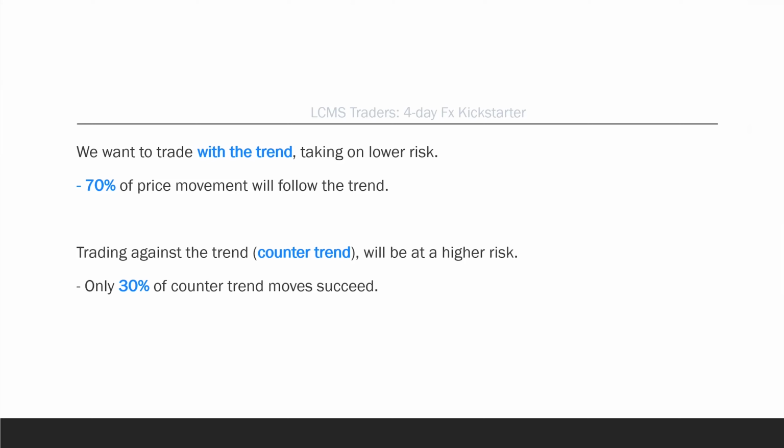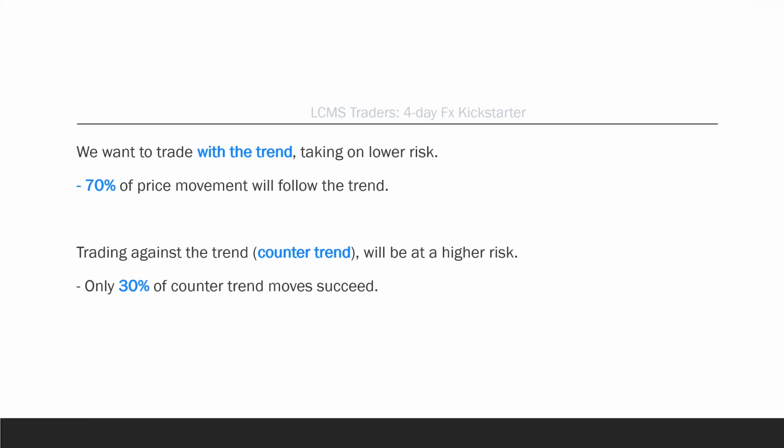Trading against the trend, or what we call counter trend, will be a lot higher risk because only about 30% of counter trend trades succeed, or move according to what they're supposed to do. So you'll see that you put more effort into a 30% success rate than a 70% success rate. It will be a higher risk when you go counter trend. A higher risk could also mean a higher reward, but are you able to sustain the risk it takes for that 30% success rate? I would really recommend that you start off with trading the trend.